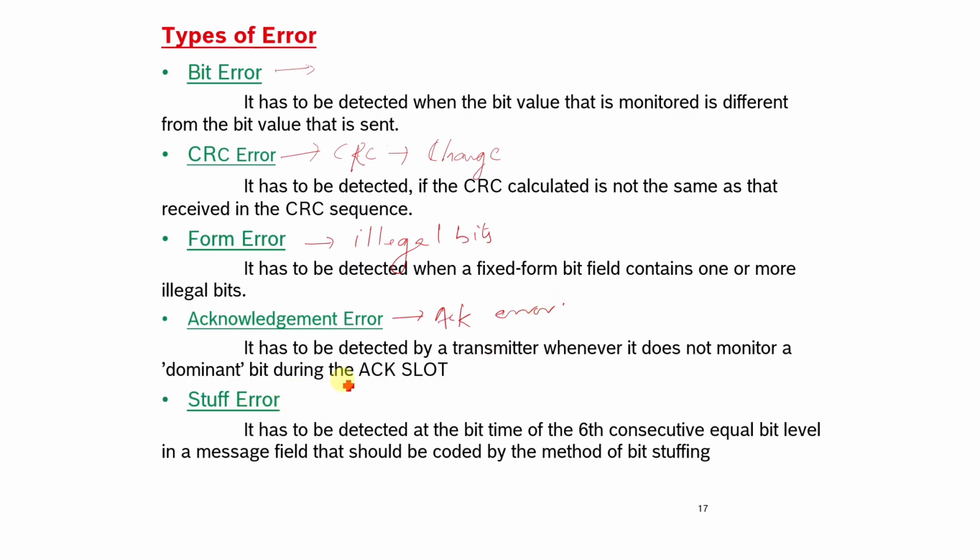And stuff error is like the bit time of the sixth consecutive equal bit level in the message field that should be coded by this method of bit stuffing. That means 5 bits. After 5 bits, you should have another change in a bit. That means if you have five recessive bits, the sixth bit should be a dominant one. If you have five dominant bits, the sixth one should be a recessive one. If it is not happening as such, then we have the stuff error.